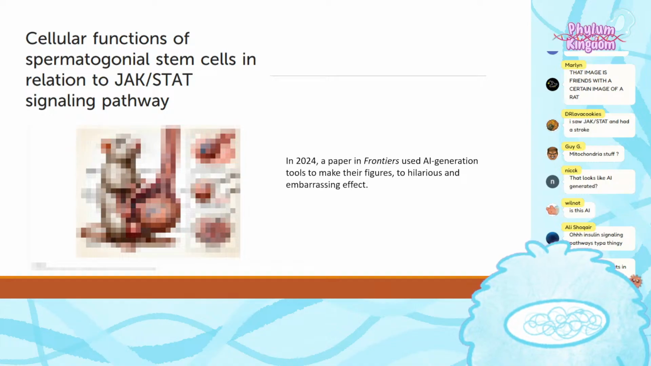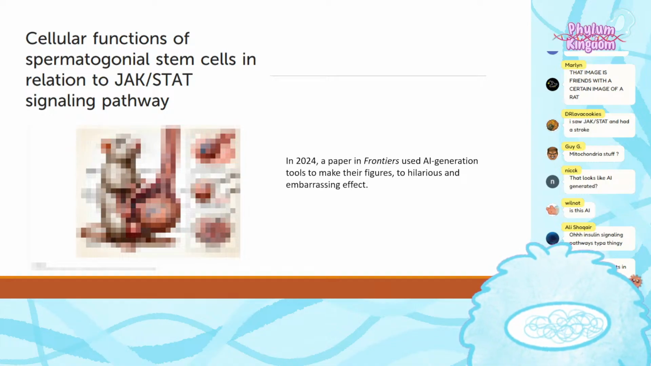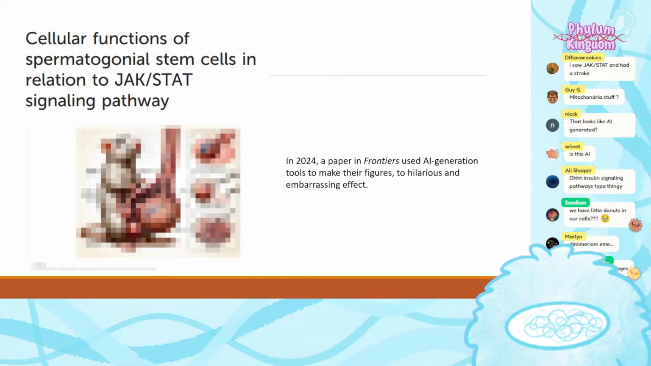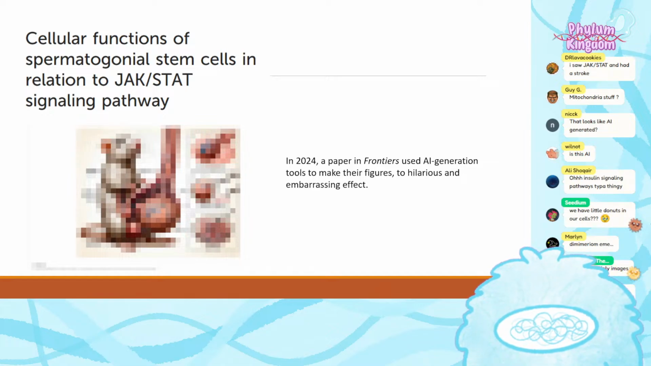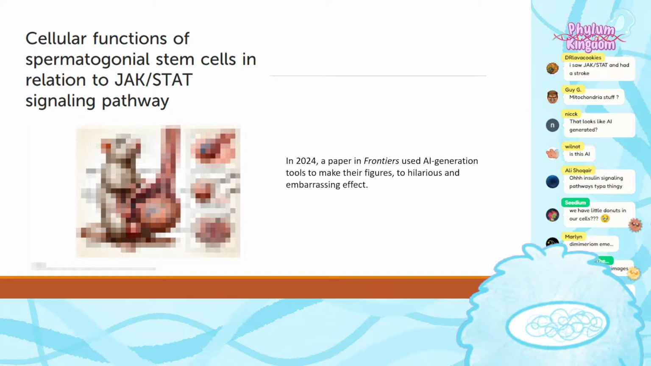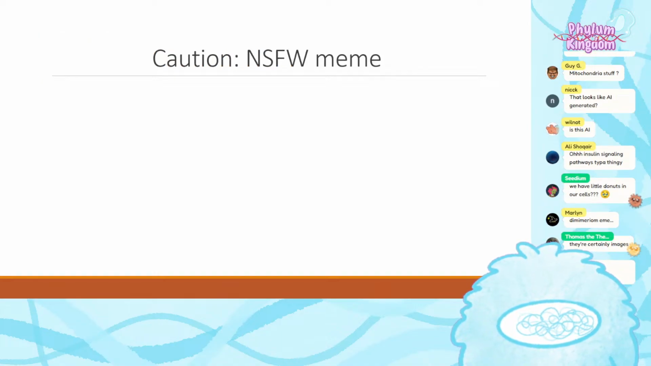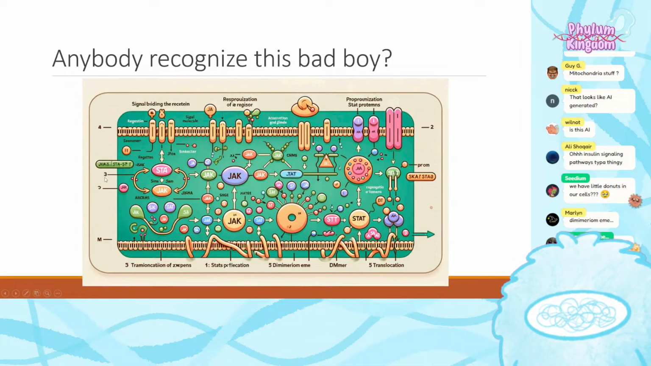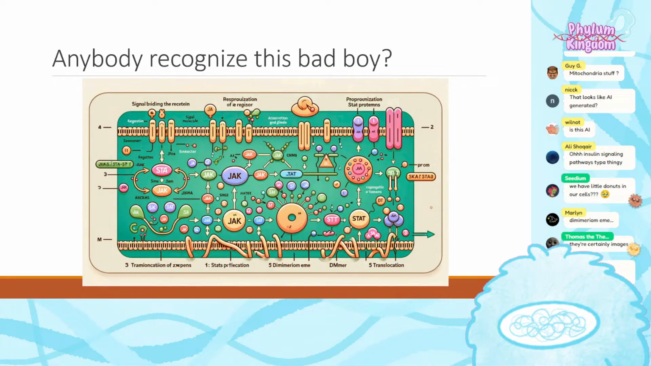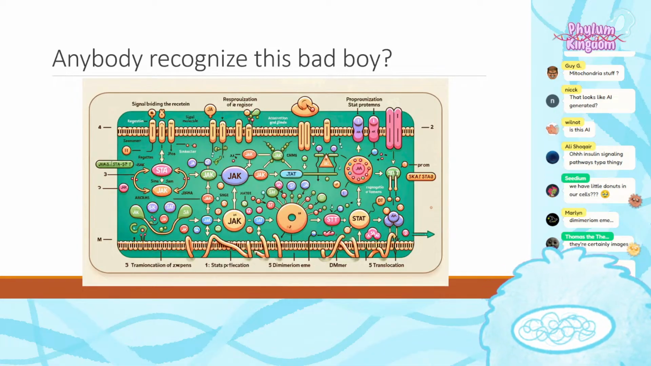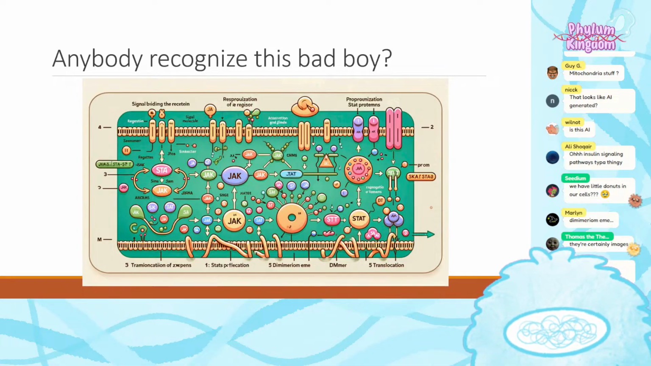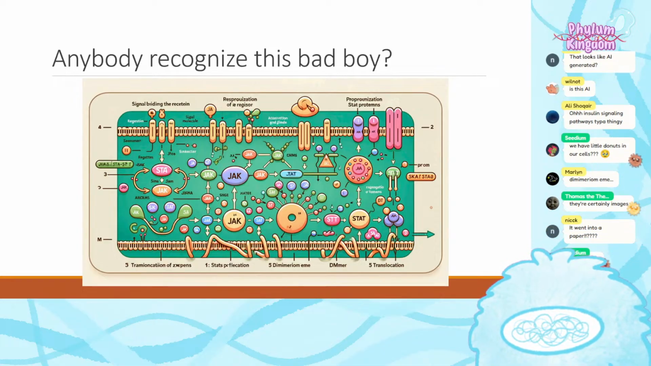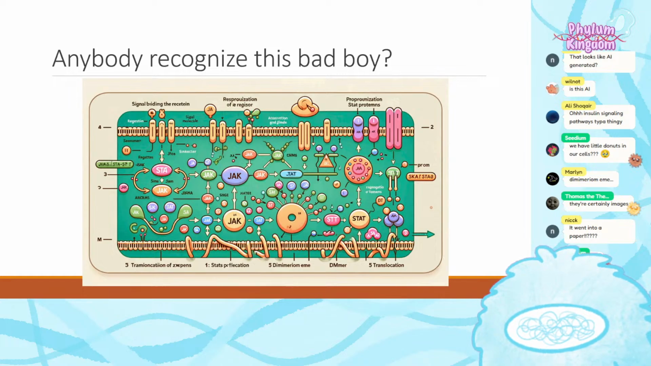This crazy paper, Cellular Functions of Spermatogonial Stem Cells in Relation to JAK-STAT Pathway, used AI-generated assets, including this rat with what looks to be quite a huge reproductive organ. Just insane. And if we take a closer look at what this pathway is, this is nonsense. It's fun nonsense. It went into a journal with a very bad reputation. It's Frontiers. I would say that Frontiers is not without merit. A lot of open access review papers are published in Frontiers, but they are not known for their quality control.